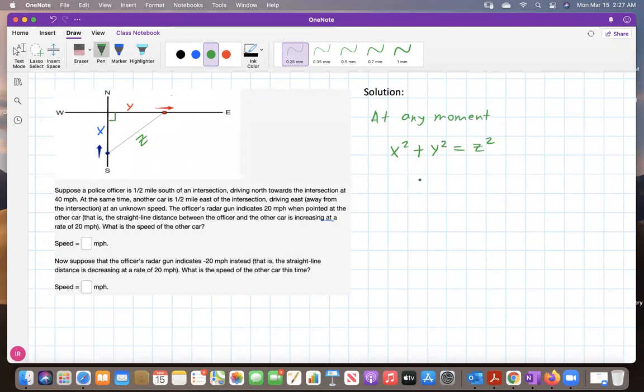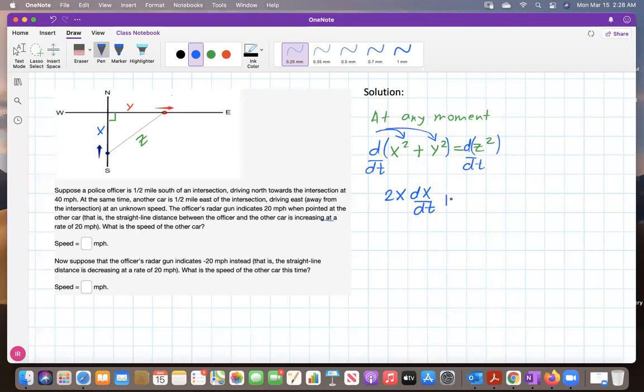Okay, so now, taking derivatives of both sides of the equation, we're gonna get the following. Remember, the derivative we take is with respect to time, right? So the derivative of x squared with respect to time is twice x dx dt, right? Because remember, we're not taking the derivative with respect to x, we're taking the derivative with respect to time, so we have to attach this dx dt, right?